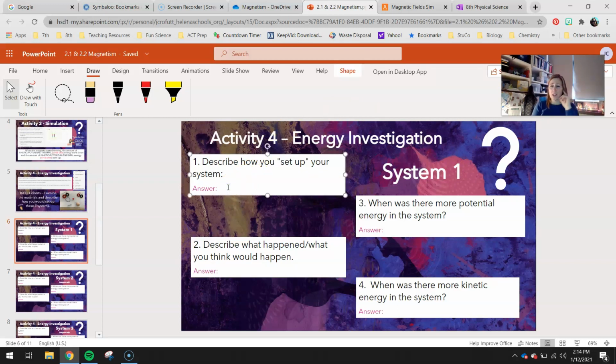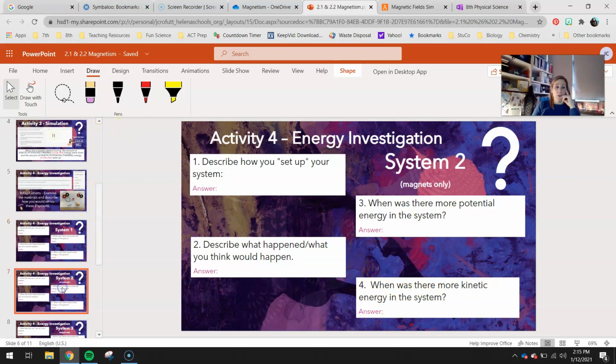So think of at least 2 parts to your system. Maybe it's a spring launching a pom-pom, okay? Or a magnet, a rubber band hitting a bouncy ball or something along that line. Okay, so tell me about your system. And then what do you think would happen, or if you are doing this in class, what actually did happen? When was there more potential energy in the system, and when was there more kinetic energy in the system?